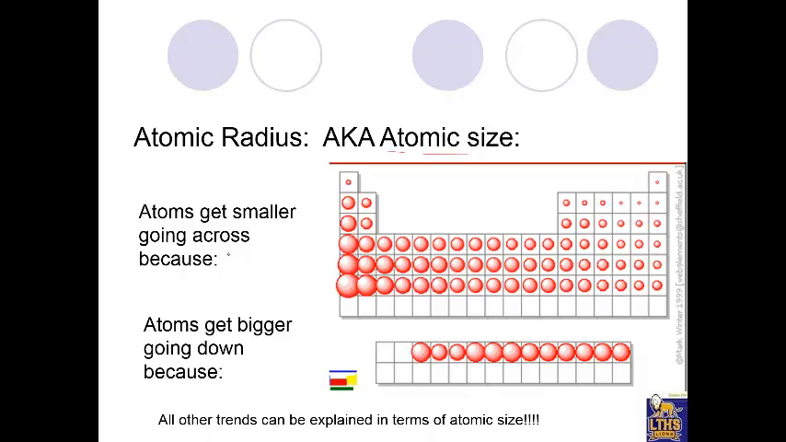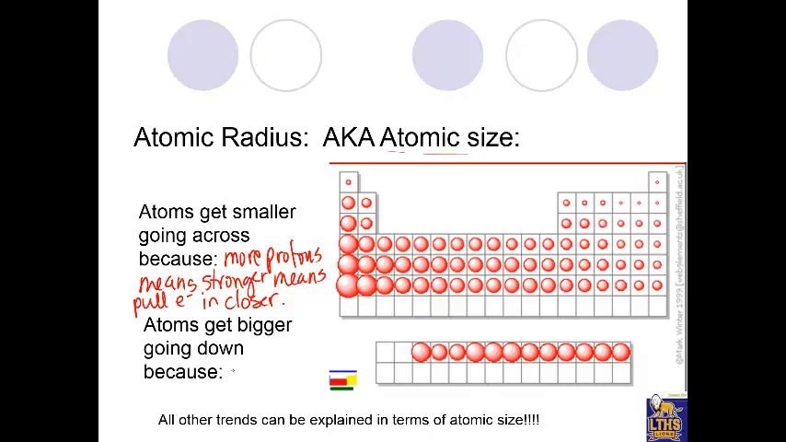Why? Because more protons means a stronger nucleus, which means it pulls those electrons in closer. Okay. All right, so you can see atoms get bigger going across. What happens to atoms going down the periodic table? Well, they get bigger. I'm sorry, I said they get bigger going across. It's obviously smaller. Okay. Atoms get bigger going down.